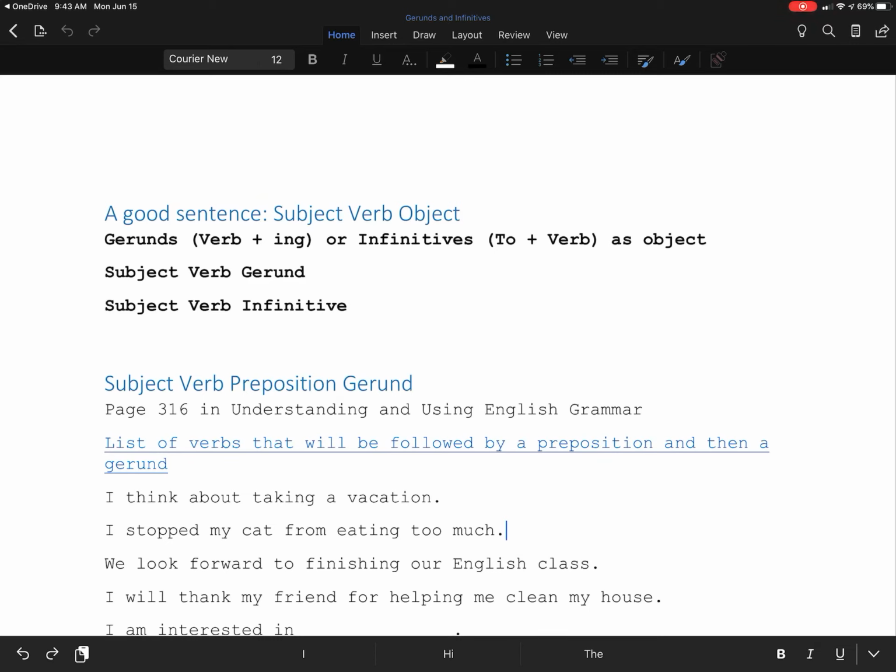We're going to look at some sentences where we have a subject and a verb. After the verb, we will use either a gerund or an infinitive. We need to remember some lists of verbs so we know which one can come next. We don't get to choose which one comes next, but we need to remember some lists so we know which one to use correctly.